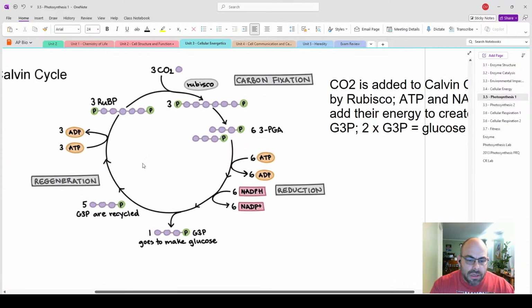Now, technically, each CO2 is going to get on separately and kind of make the round. I was asked a question today, like how many rounds, or how many Calvin cycles, does it actually take to make a glucose?